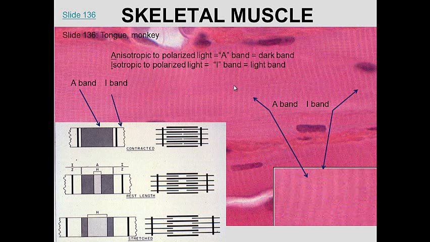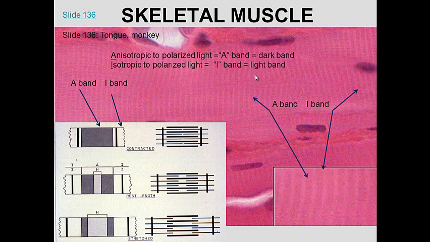So if we get back to our light and dark areas, we see the dark band, the A band, and the A band is anisotropic. In other words, it does alter polarized light. The A band, that's where it gets the A, for anisotropic. The isotropic I band does not alter polarized light.